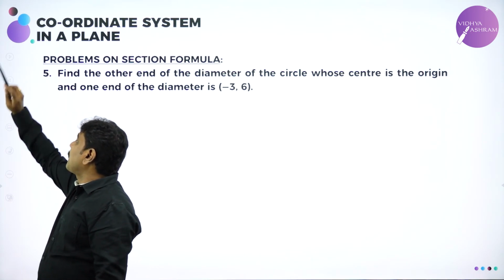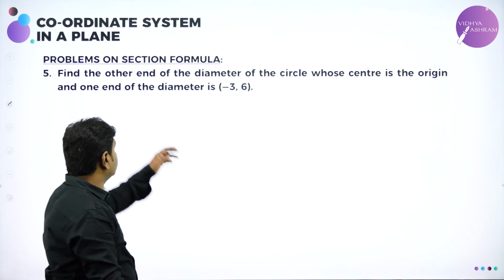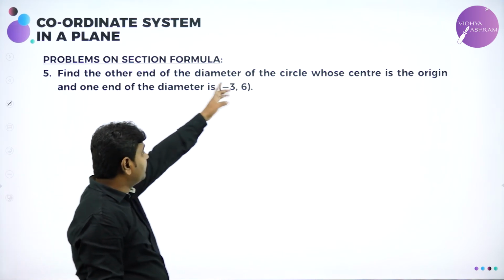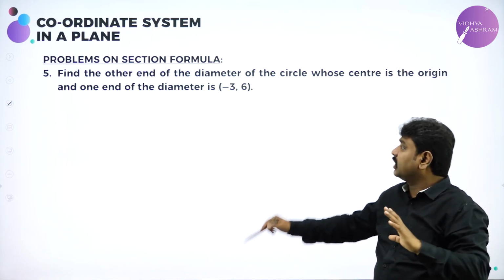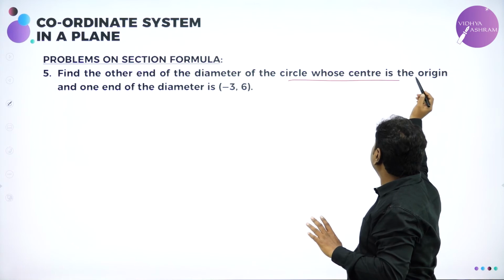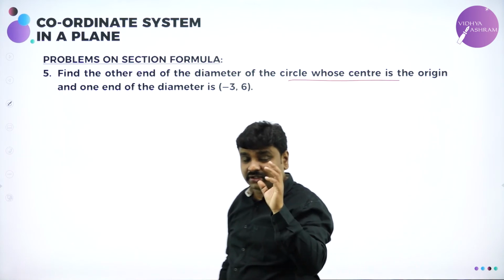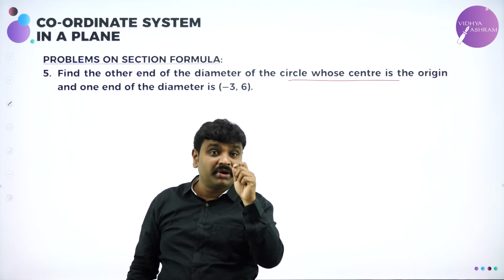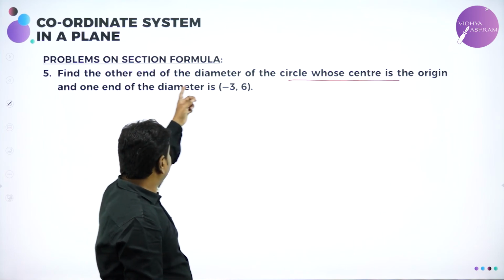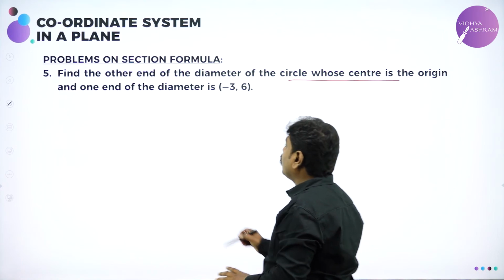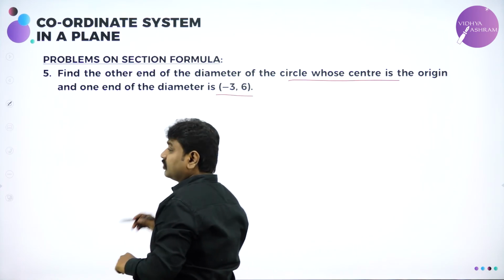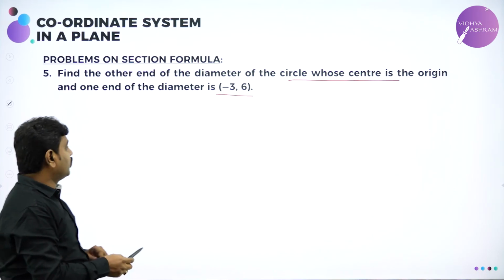Then, interesting. Find the other end of the diameter. They are asking you to find the other end of the diameter. They gave the center. The center is the origin. What is the origin? 0, 0. Find the other end of the diameter of a circle whose center is the origin, and one end is minus 3, 6. One end they gave is minus 3, 6. So now we will take a circle.